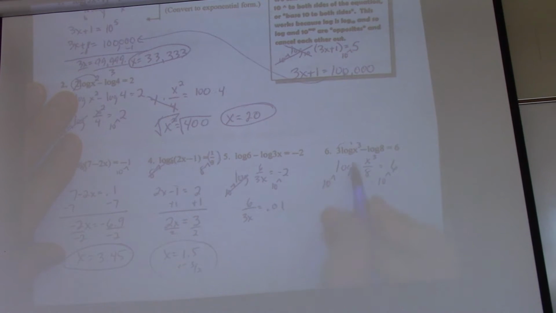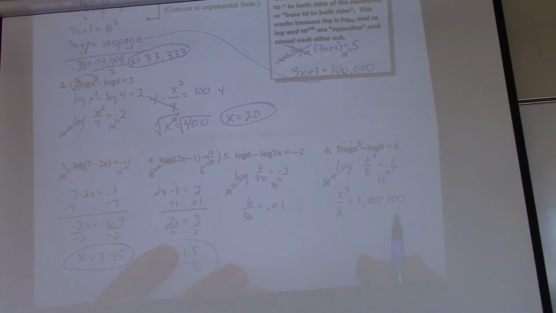Let me go over here. These cancel. X cubed over 8 equals 1 million. 6 zeros. Now I think this was probably pretty easy to solve, but I don't know if you know how to do the other thing. What do I do next? Times by 8, absolutely. Those cancel. X cubed equals 8 million. That's 8, sorry.